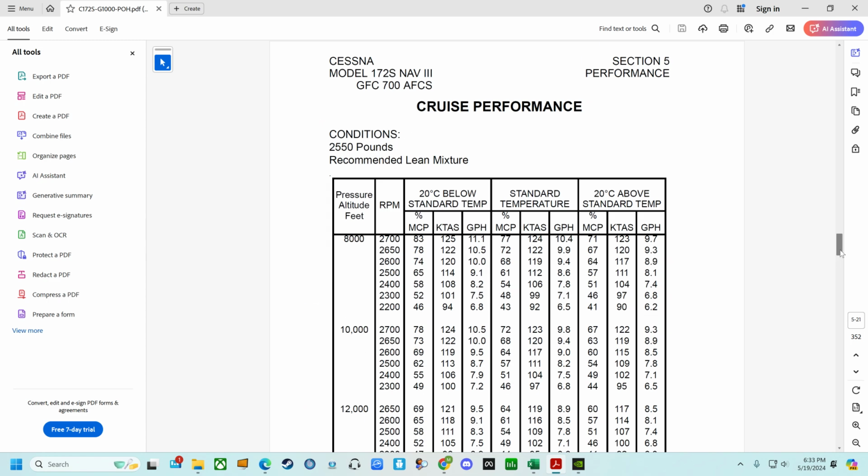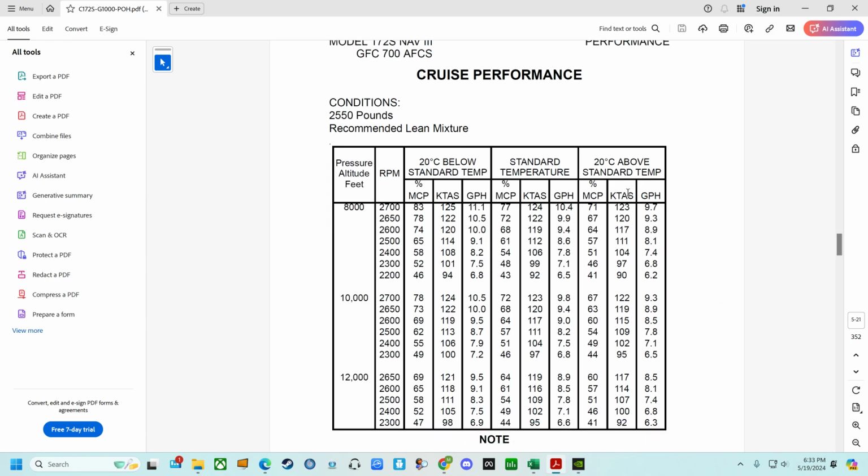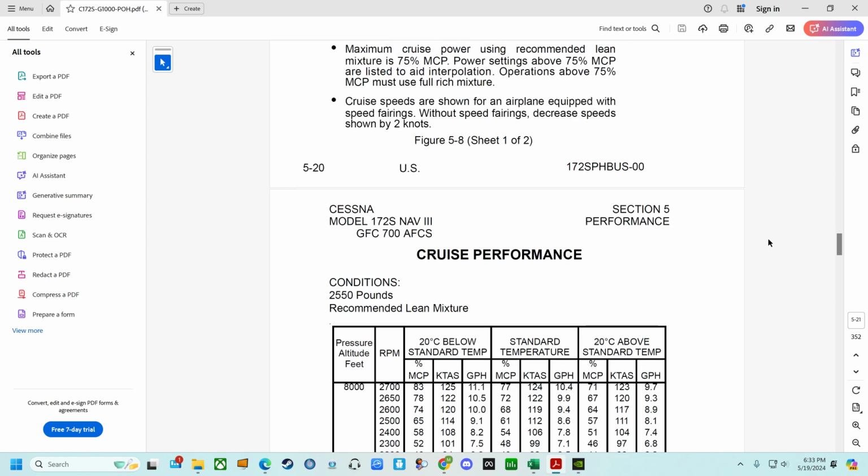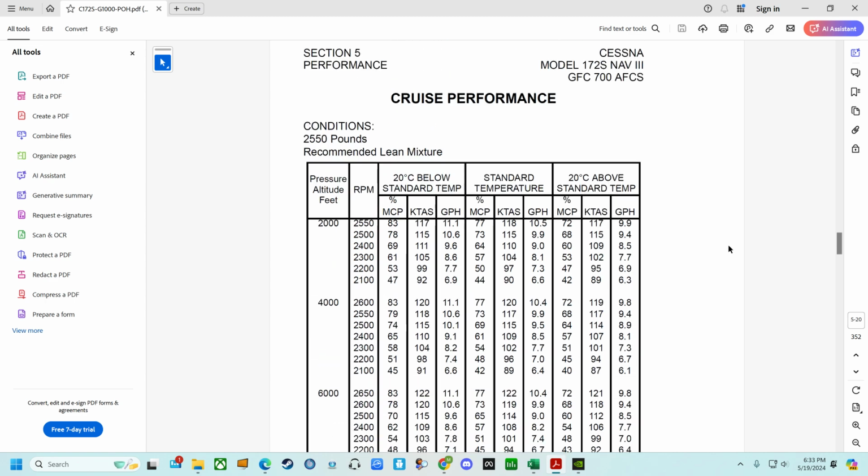Other useful information in the POH is you're going to get cruise performance. So if you're trying to calculate your fuel burn and how much fuel you're going to need, for a pressure altitude here, again, pressure altitude is along the left-hand side, your RPM setting over here. So there are different configurations of RPM settings. And then what's the temperature?